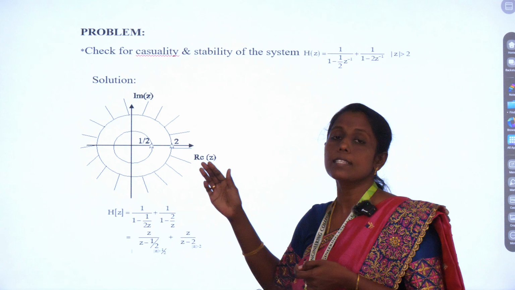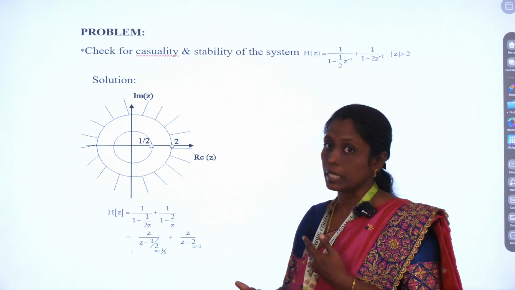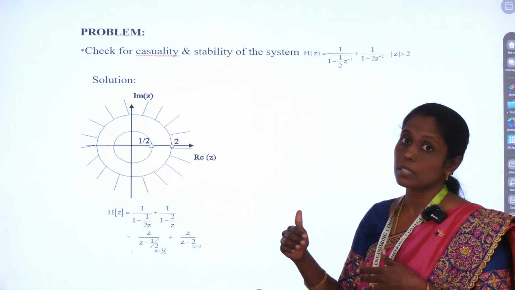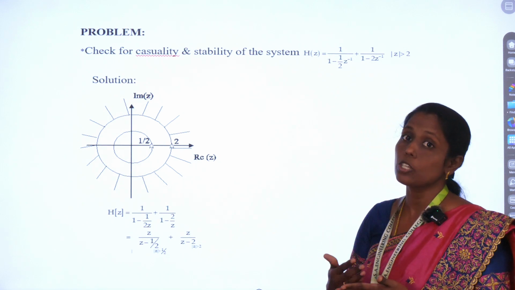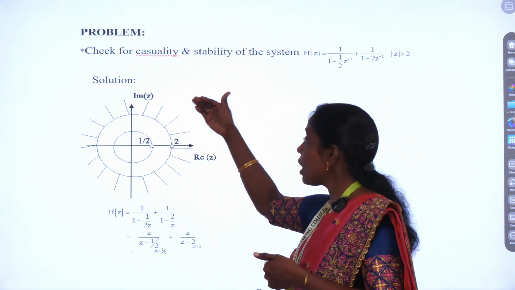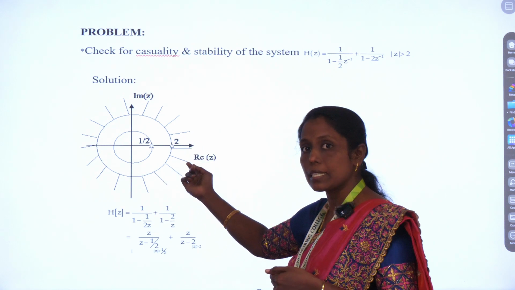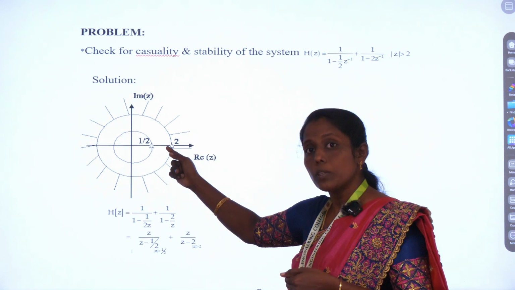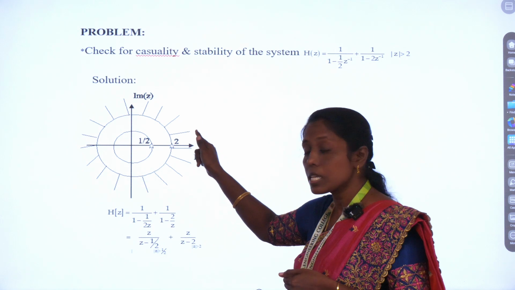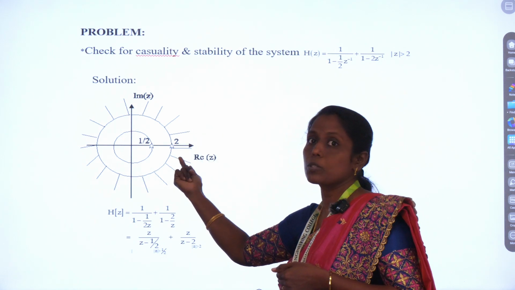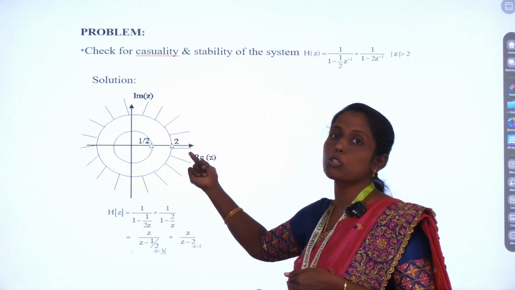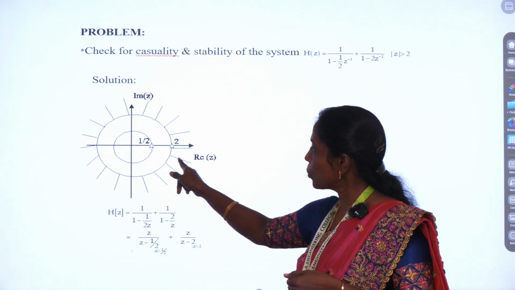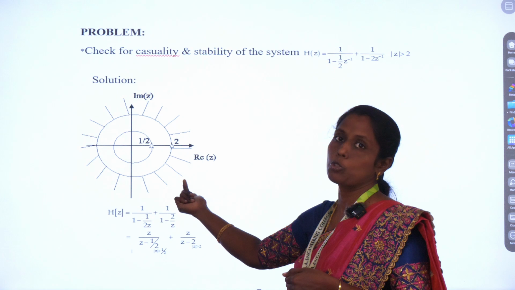Now let us check for the stability and causality. We know what is the condition for causality, right? If the system is causal, then this region of convergence should lie outer of the outermost pole. Is it lying like that? Yes, because these are the two poles we have. One pole is 1 by 2, another pole is 2. Now check the ROC. ROC is lying outside the two poles. So it is the outer of the outermost pole. So now we can say the system is causal because the ROC lies outer of the outermost pole.